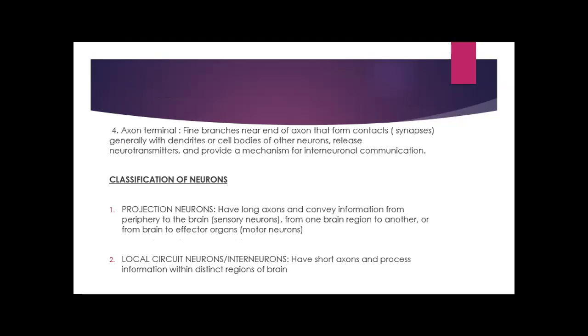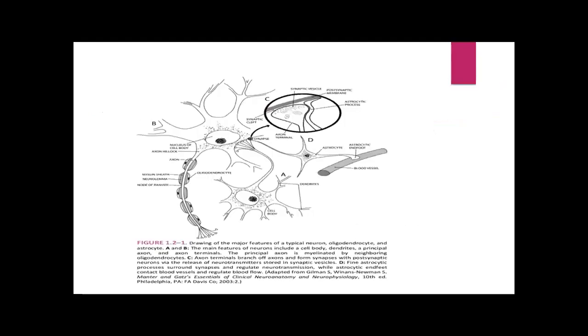There are 2 types of neurons. There are projection neurons and local circuit neurons or interneurons. Projection neurons have long axons and convey information from periphery to the brain, which are sensory neurons, from one brain region to another, or from brain to effector organs or motor neurons. Then we have the local circuit neurons or interneurons, which have short axons and process information within distinct regions of the brain.